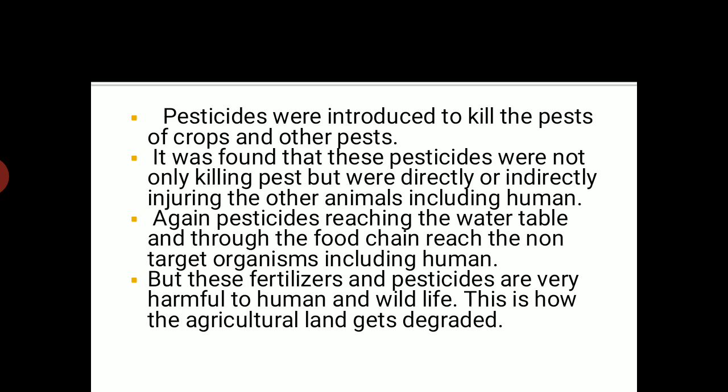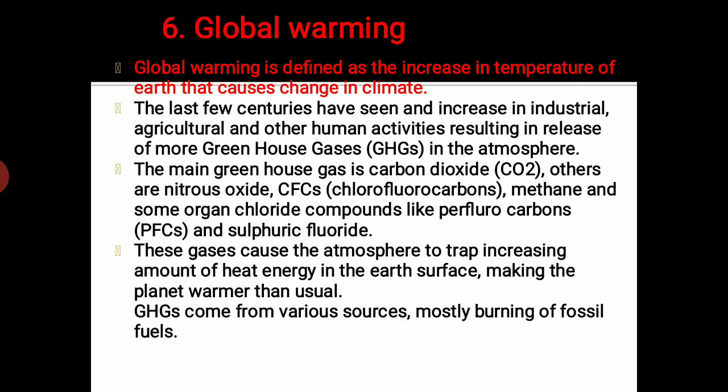But these fertilizers and pesticides are very harmful to humans and wildlife. This is how agricultural land also gets degraded. That means here we have talked about the degradation of land. When we are talking about degradation of land, then there can be how the land gets degraded, or what kind of degradation happens and how, that we have tried to understand simply, right?